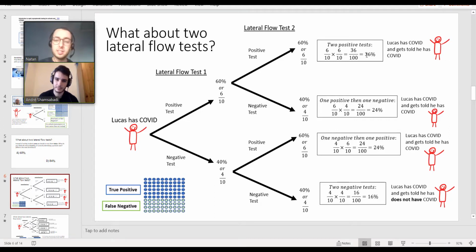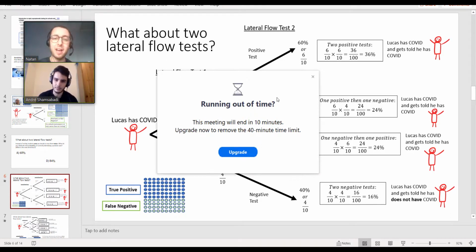In this case, the probability of getting those outcomes is you just multiply the two probabilities. So for two positive tests, it was 6/10 times 6/10, which was 36 out of 100, 36%. Down here, the negative negative was 16%, 4/10 times 4/10. And in the top three scenarios, you get at least one positive test. And remember, we said that because the test is so specific, if you get a positive test, you almost definitely have COVID.